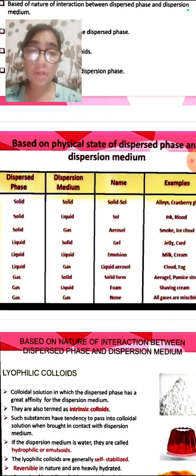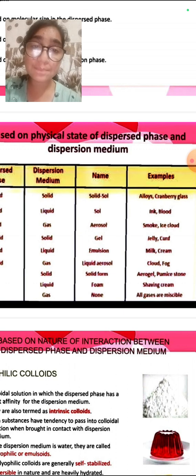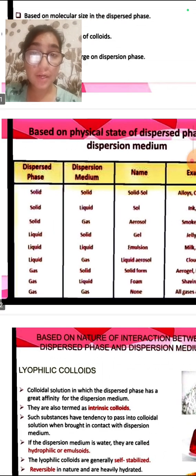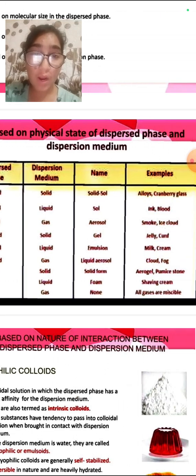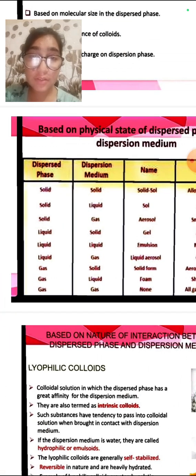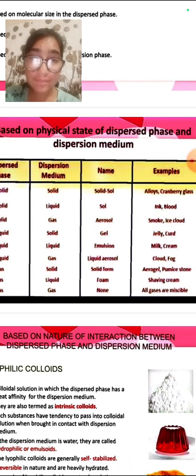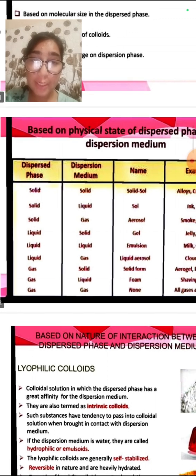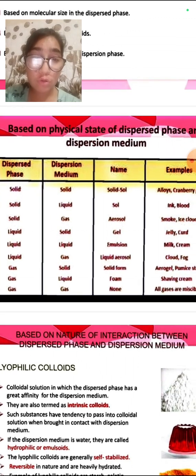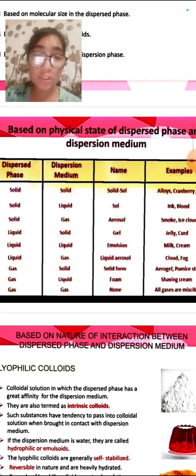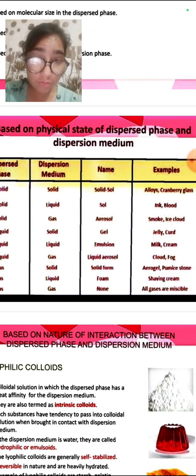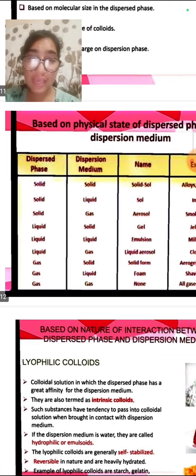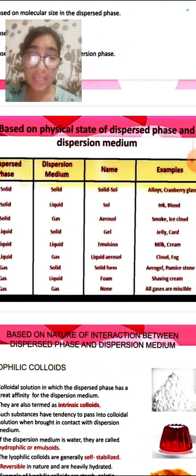Solid in solid, solid sol, and examples are alloys, glass. Solid in liquid, sol: ink, blood. Solid in gas, aerosol: smoke, dust. Liquid in solid, gel: jelly, curd. Liquid in liquid, emulsion: milk, cream. Liquid in gas, liquid aerosol: cloud, fog. Gas in solid, solid foam: aerogel, pumice stone. Gas in liquid, foam: shaving cream. Gas in gas: none, all gases are miscible.